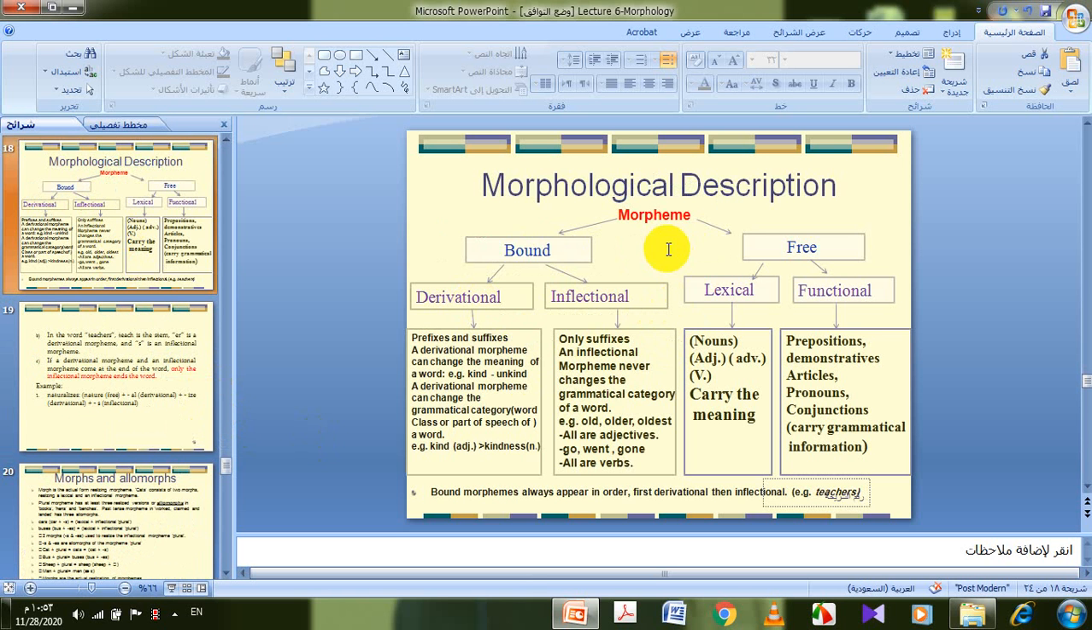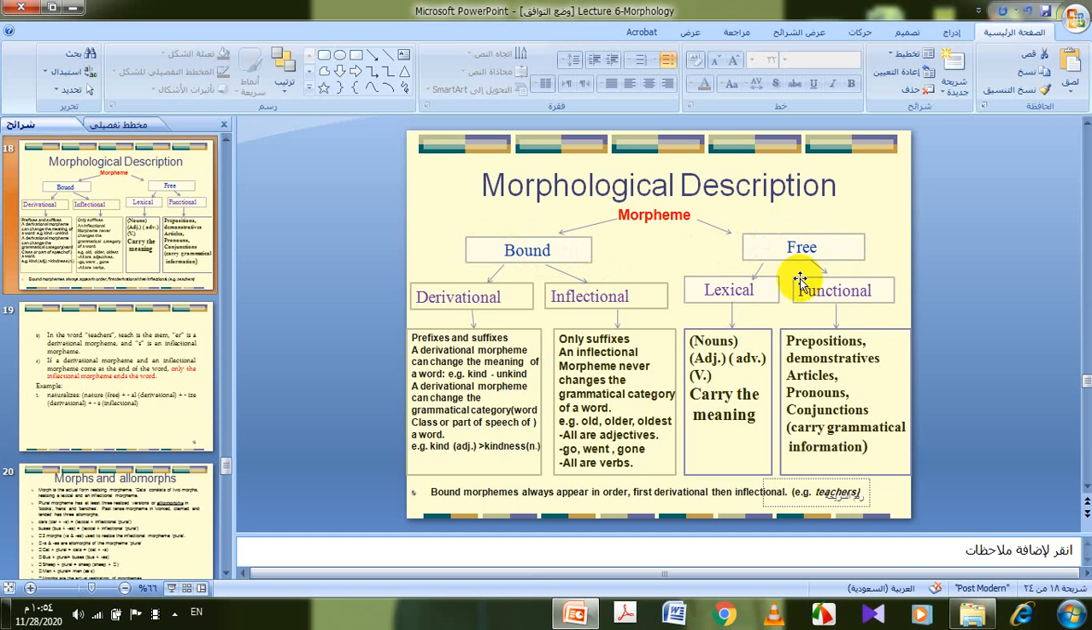Okay. Let's have a look here. An overall diagram of the morphological description. Morpheme can be divided into bound and free. A free morpheme can stand alone as a word. A bound morpheme cannot stand alone as a word. It needs to be attached to other free morphemes. حر أو طليق, free, and bound, مرتبط بغيره. Cannot occur alone. However, a free morpheme can occur alone as a word.